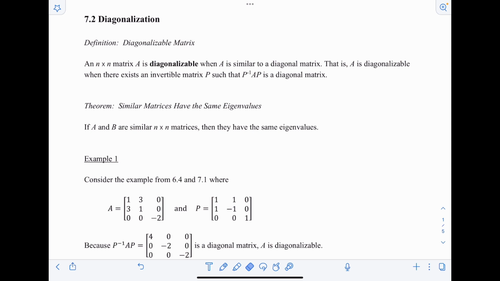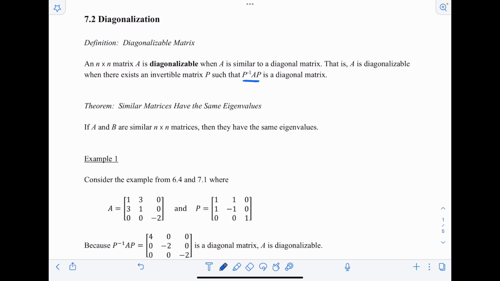So let's start off with a definition for diagonalizable matrices. It says an n by n matrix A is diagonalizable when A is similar to a diagonal matrix. That is, A is diagonalizable when there exists an invertible matrix P such that P inverse times A times P is a diagonal matrix. And we've certainly seen this expression before.